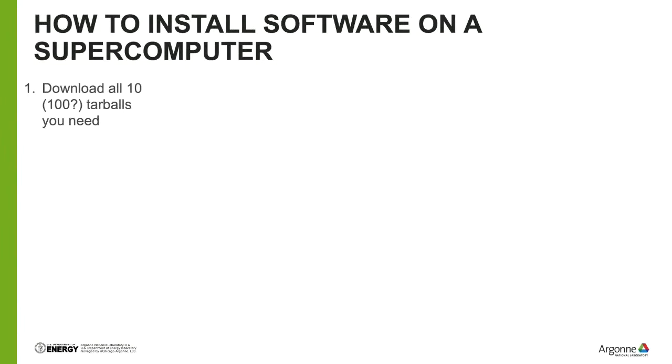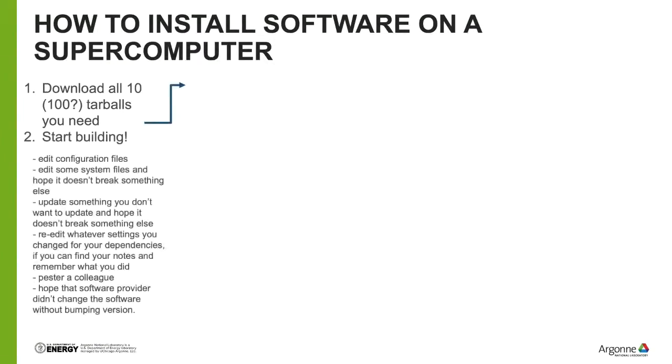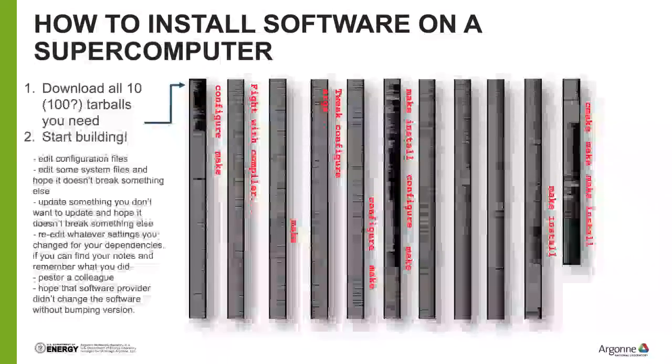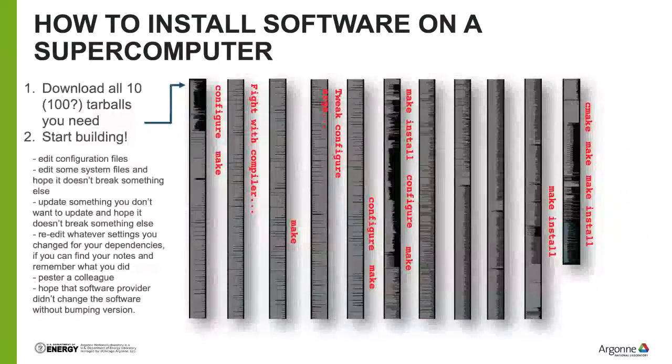Well, you can download all the tarballs you need, start building. You end up editing configuration files, editing some system files, hoping you don't break something else. You might update something you really don't want to update because you need to, and you hope that doesn't break anything else. And then you may have to re-edit whatever settings you may have changed for your dependencies, and you may consult your notes from the last time you tried to install the package. You end up pestering a colleague. You say, like, how do I do this? How did we do this before?